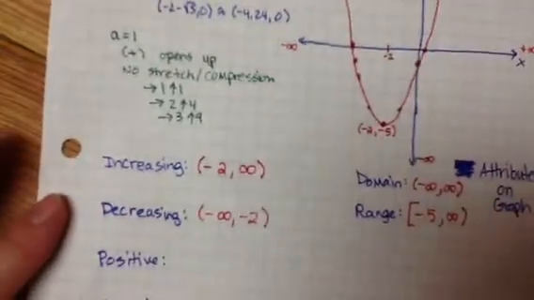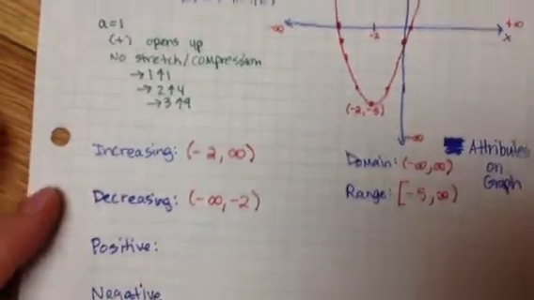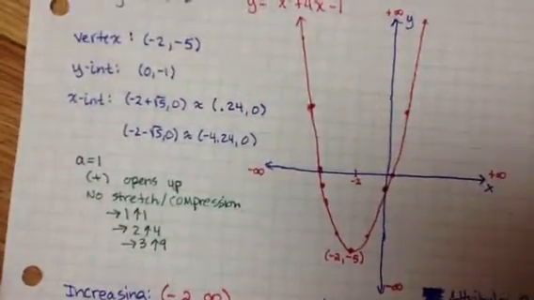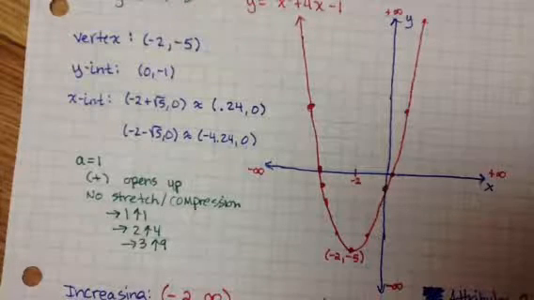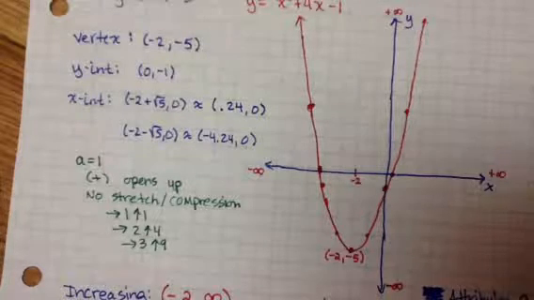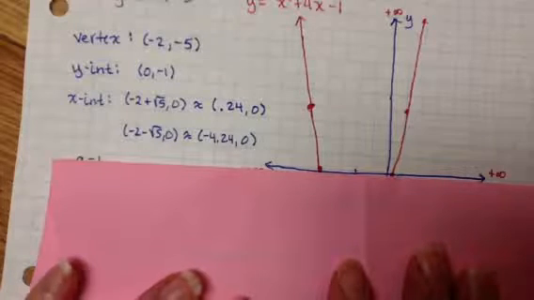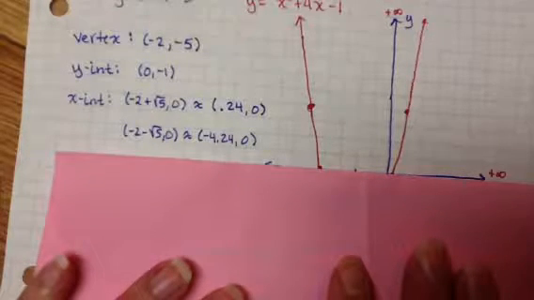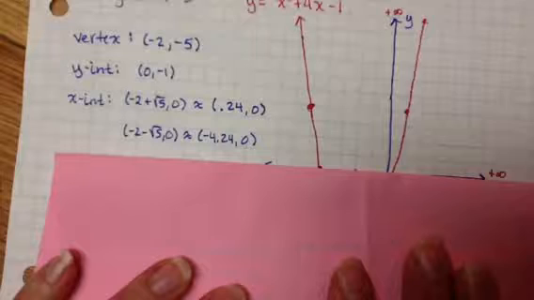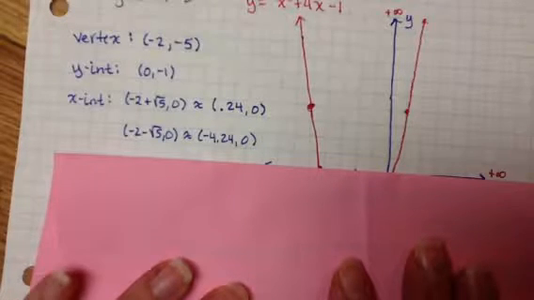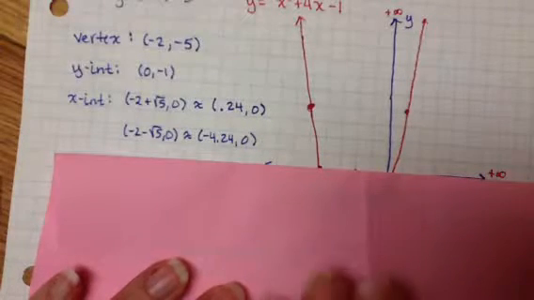The last attribute we're going to talk about is positive and negative. Now, positive and negative refers to where our graph is above and below the x-axis. So let's look at above the x-axis first. If we cover up the part of the graph that's below, then now we're only looking at the part of the graph that's positive. And we're going to list these as x values in interval notation as we go left to right.